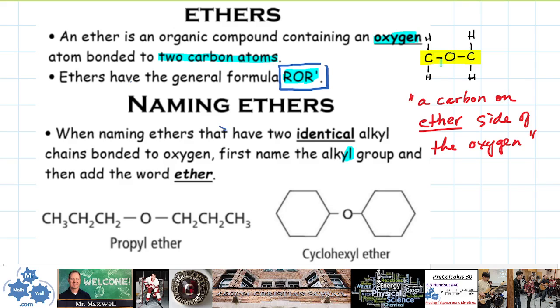We have an oxygen singly bonded to two carbons, and I like to think of it this way. There's a carbon on either side of the oxygen. If you remember that, it will help separate the structure of these groups. A carbon on either side. Kind of like either side, right?